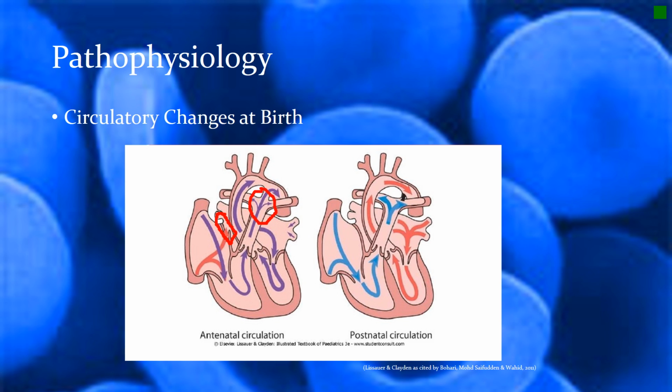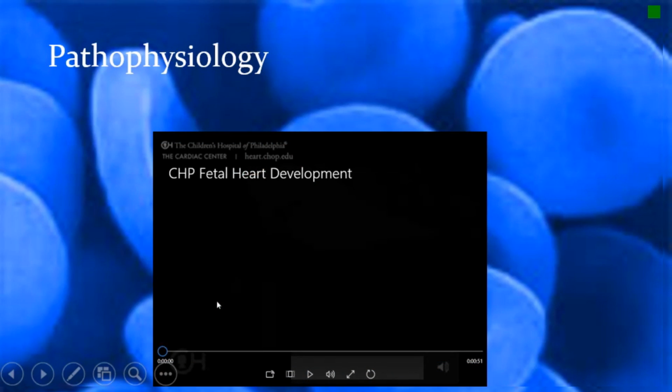The high vascular resistance of our collapsed lungs allows for the pressure gradient necessary for fetal blood flow. When we take our first breath as we are birthed into the world, our lungs inflate, the resistance dissipates, and these pathways generally close. Let's take a look at this brief animation from the Children's Hospital of Philadelphia to get a better understanding.